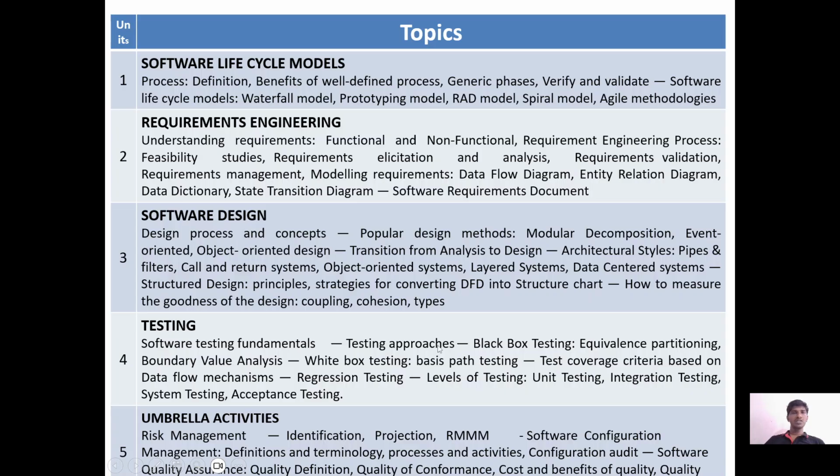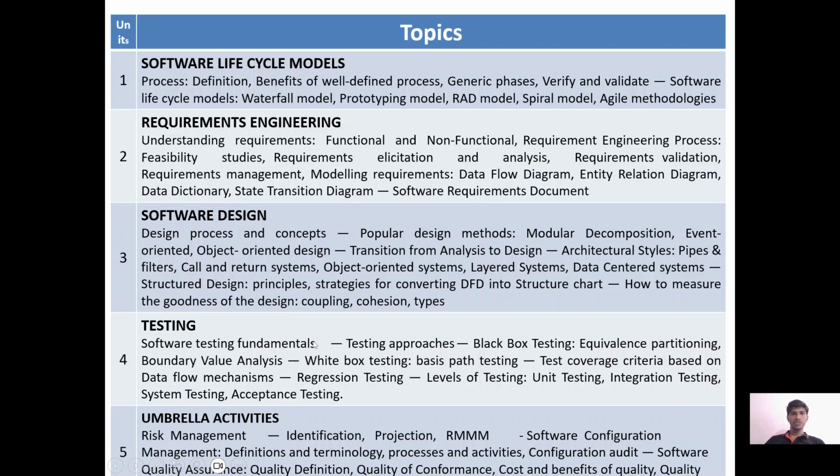So this subject consists of 5 units. In the first unit we will be seeing about software lifecycle models. In the second unit we'll be seeing about requirement engineering. Third unit is about software design, and the fourth unit about testing, and the fifth unit is about umbrella activities.